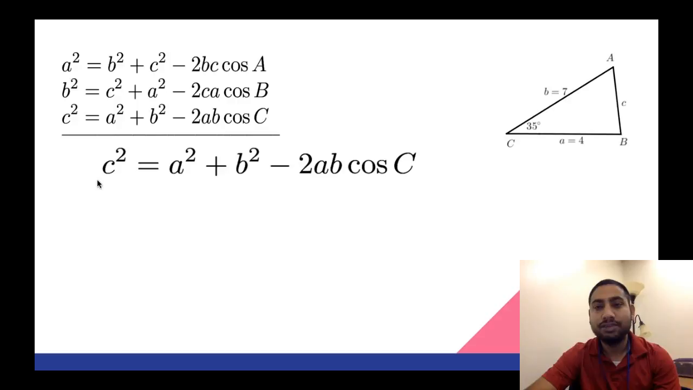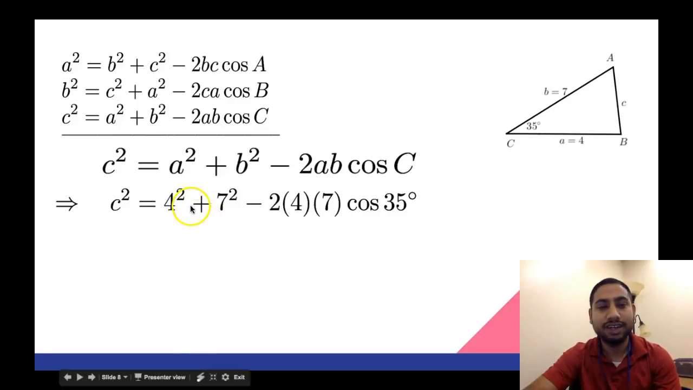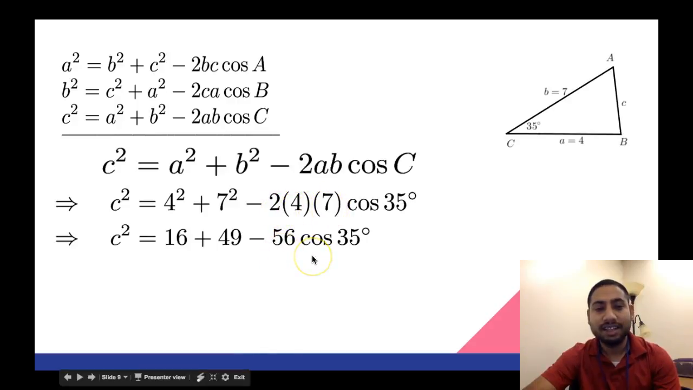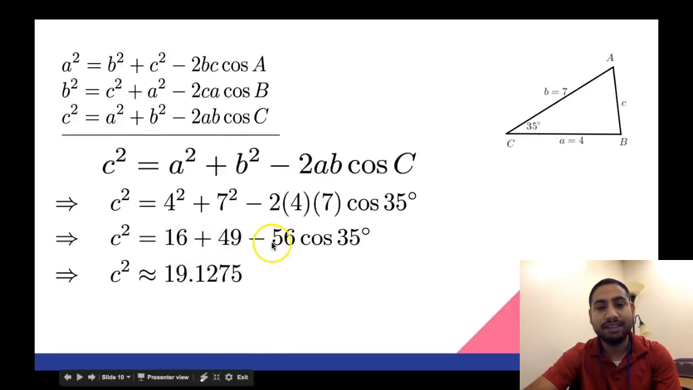Now all you've got to do is plug in those values of a, b, and angle C. So c squared equals a is 4 units, so 4 squared, plus b is 7 units, 7 squared, minus 2 times 4 times 7 cosine of 35 degrees. Simplify a little: 4 squared is 16, 7 squared is 49, 2 times 4 times 7 is 56. You can use a calculator for this. Again, use a calculator to do 16 plus 49 minus 56 cosine of 35 degrees.